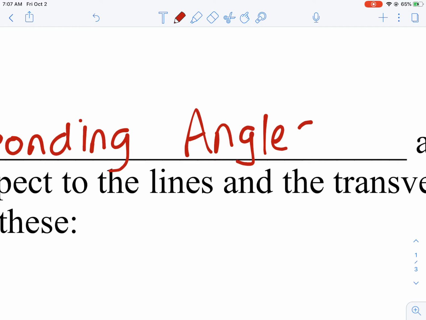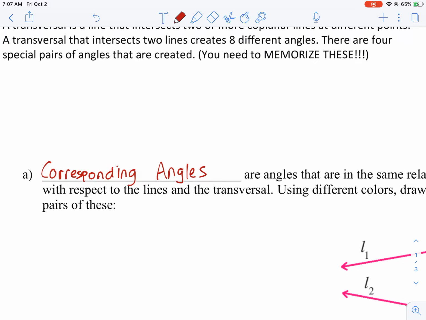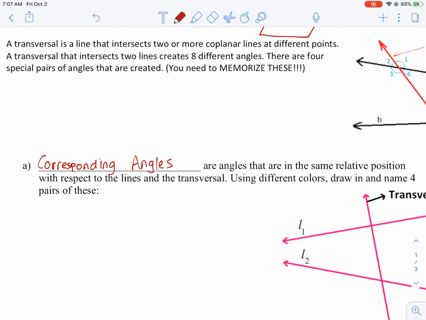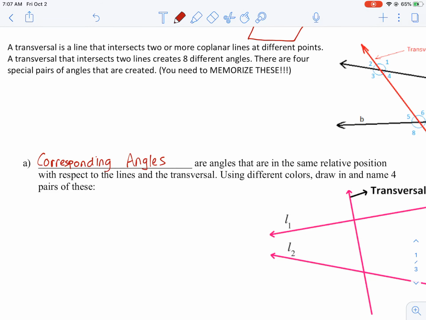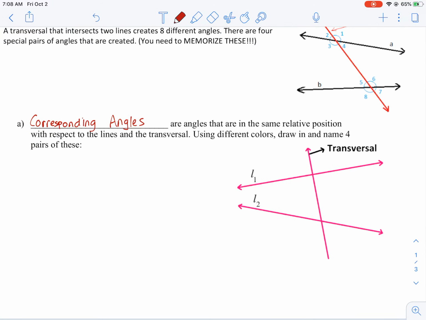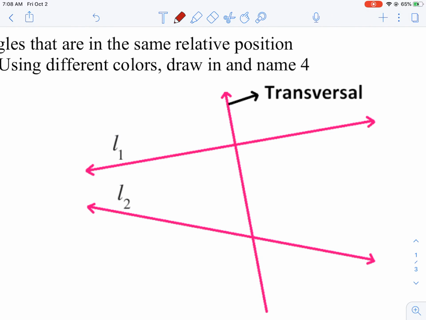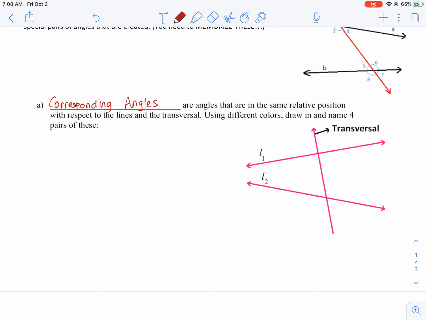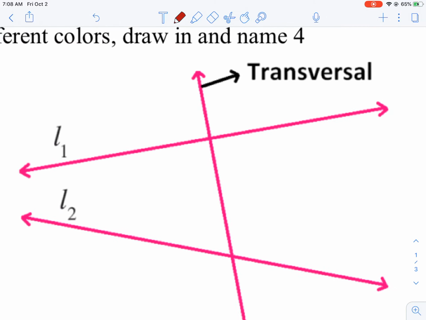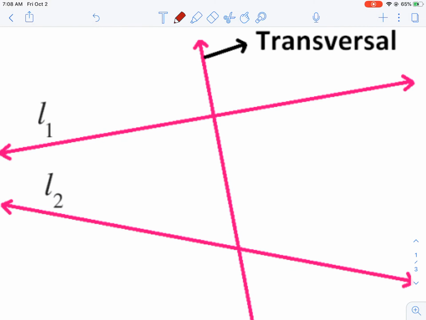And this one is probably the hardest one to actually define, okay? It's basically just angles that are in the same relative position with respect to the lines and the transversal. Okay, so what does that mean? It's the angles that are in the same spot, all right, in the top line and in the bottom line, okay? So it says, using different colors, draw in and name 4 pairs of these, okay? So we're going to use red, and I'm going to show you what I mean.